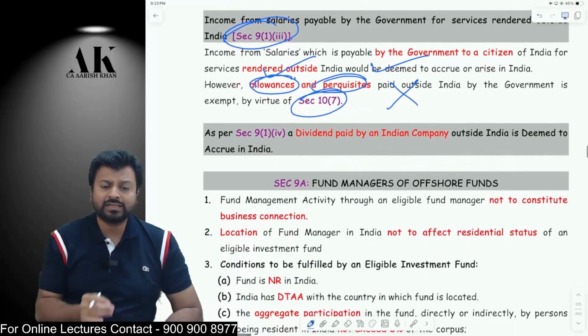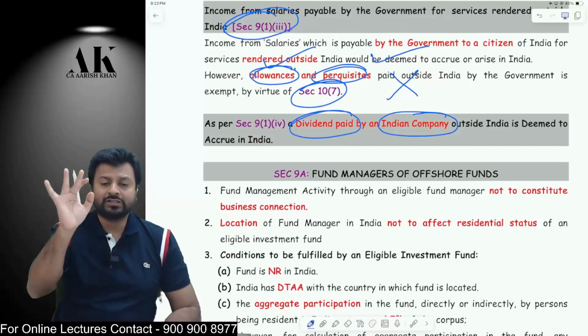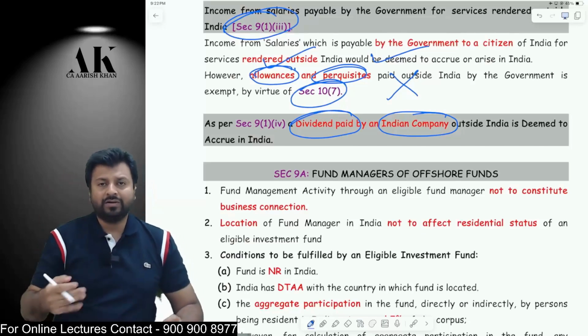Okay. Last but not least, over here, when an Indian company pays dividend to any person outside India, then that is also deemed to accrue or arise in India. Okay. Now let's come to the next point.